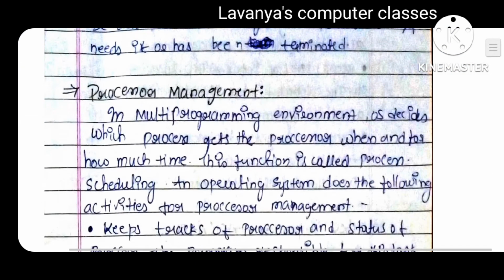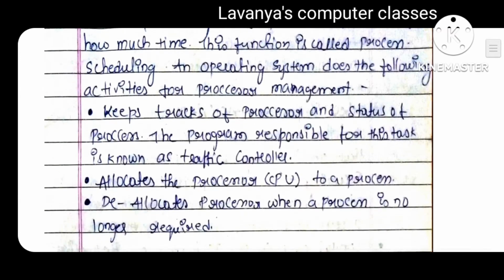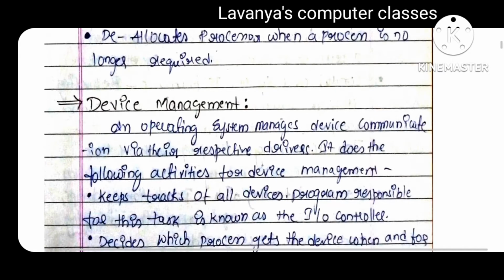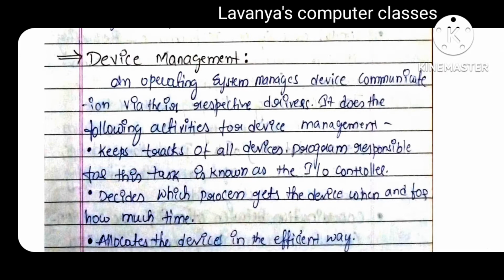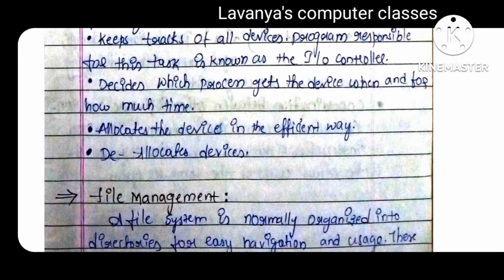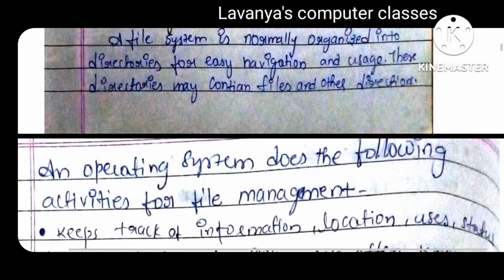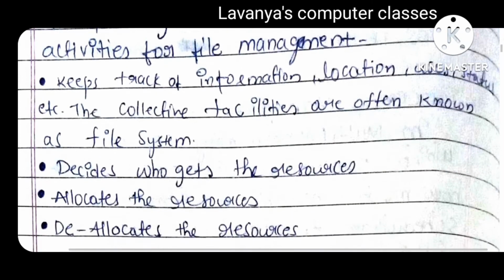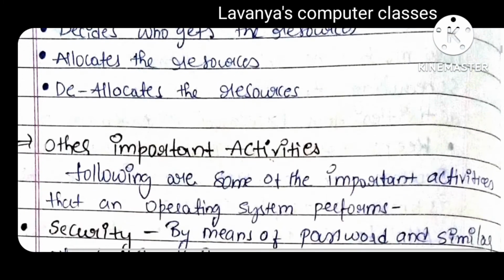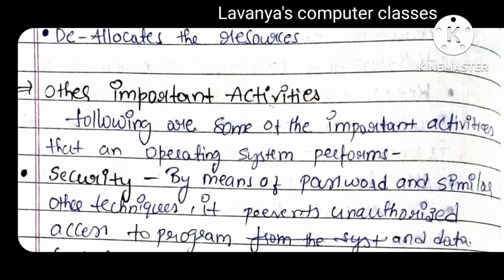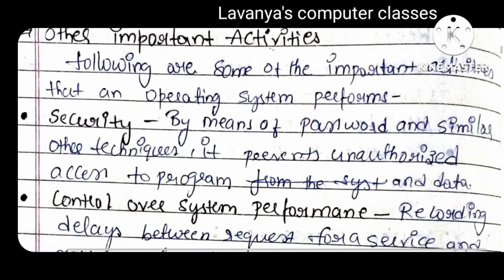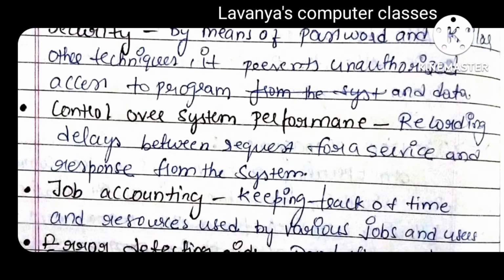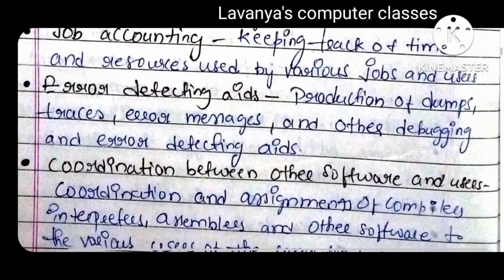This is processor management. Device management. File management. And other important activities like security, control over system performance, job accounting, etc.